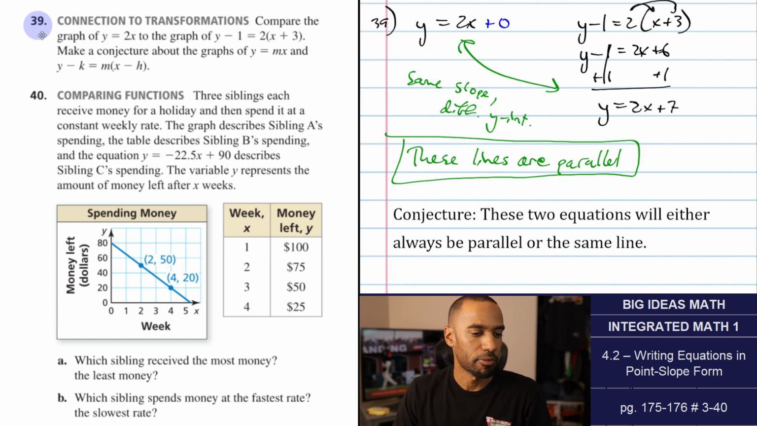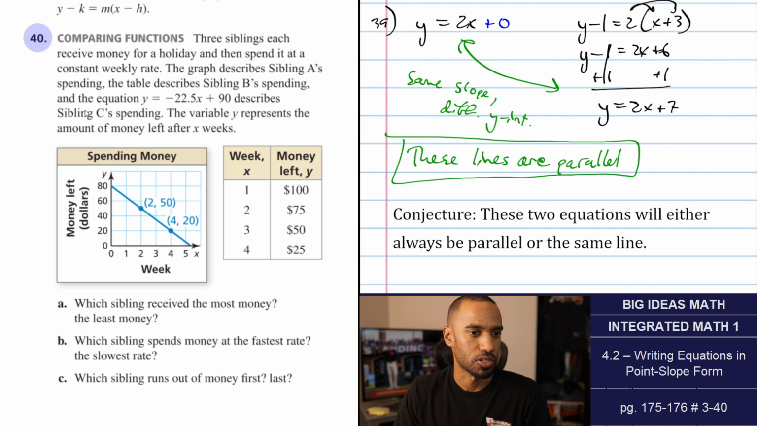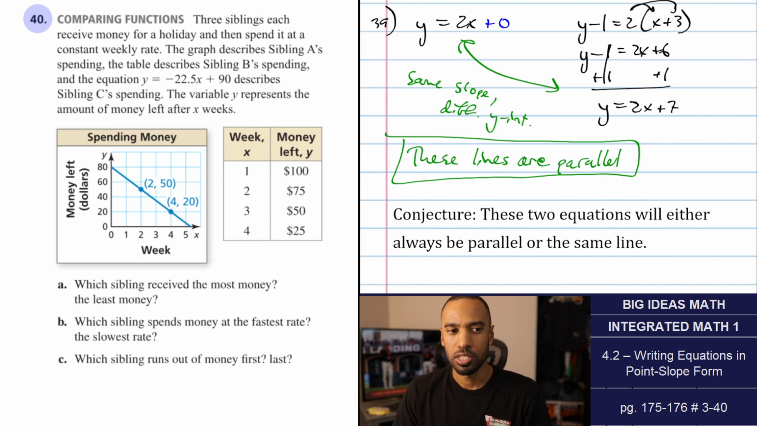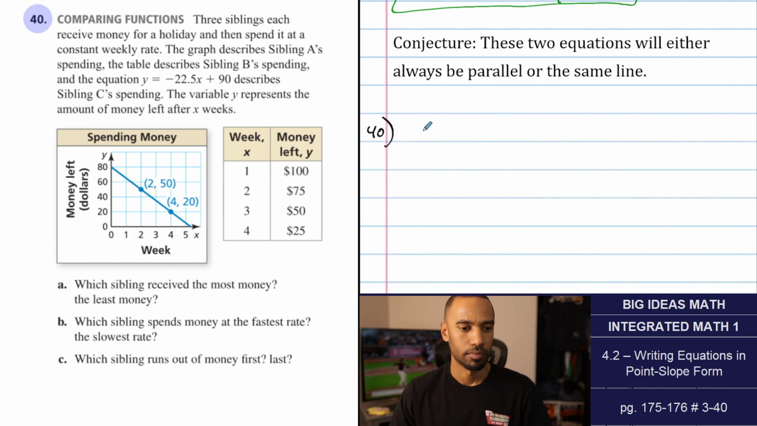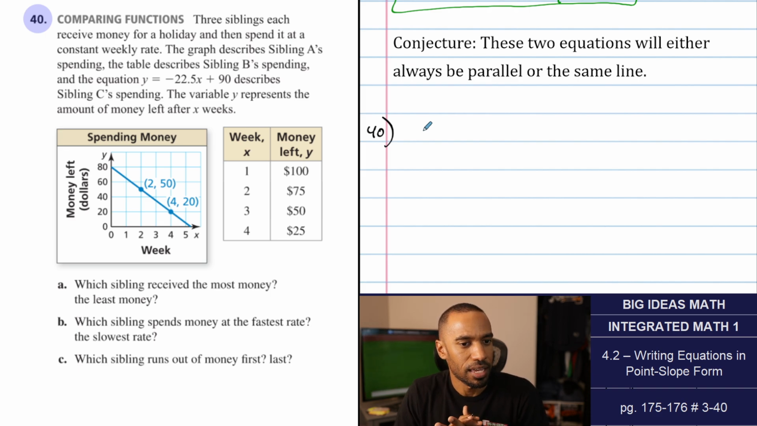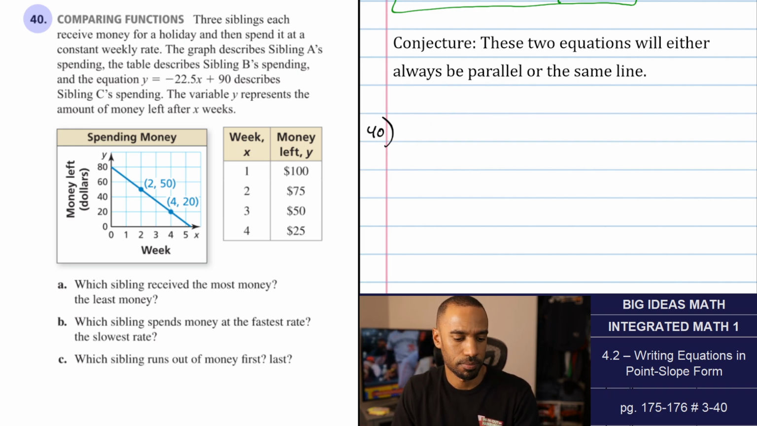All right, last question is number 40. Is there a part C? There is. Let's see. Comparing functions. Three siblings each receive money for a holiday and then spend it at a constant weekly rate. The graph describes sibling A's spending. Okay, so you see the graph there. Sibling B's spending is the table, and sibling C is y equals this guy here. The variable y represents the amount of money left after x weeks.